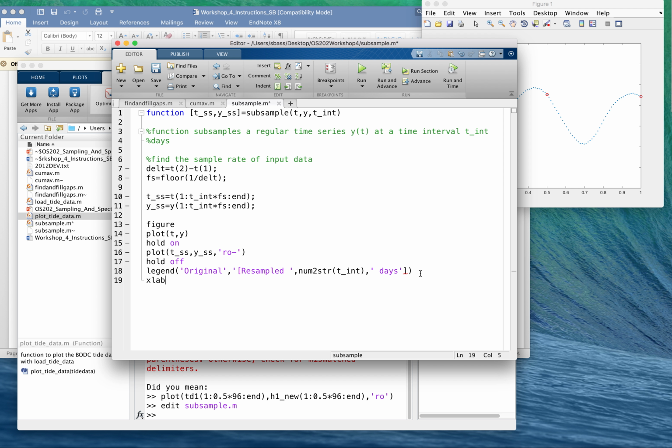Okay, and then x label, time in days, and y label, water elevation in meters. Okay, I think that looks okay. So save that.